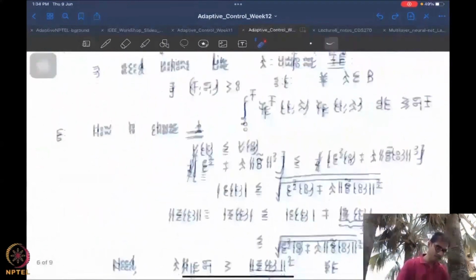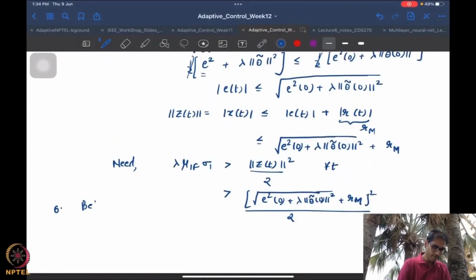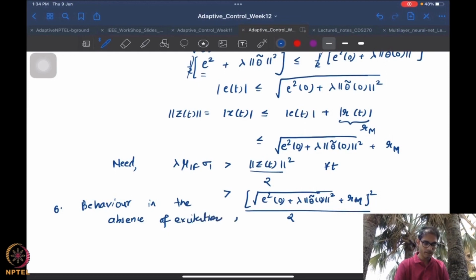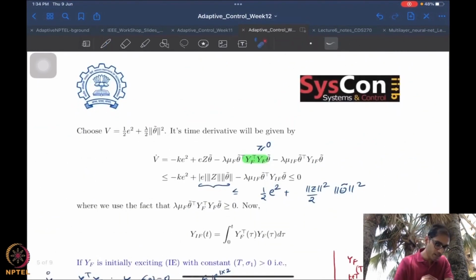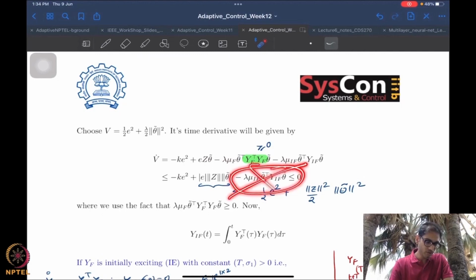To be honest, if you look at this behavior in the absence of excitation, it is not evident. I hope this is clear. If there is no excitation, then I'm left with this kind of a Lyapunov function derivative, candidate function derivative. And then this term is not positive definite, so I can't really use this term to dominate anything.